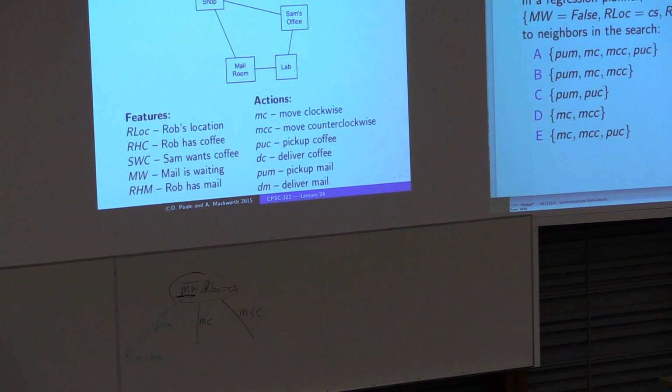All right. We've got lots of questions today because we want to make sure we all understand what's going on. So in a regression planner for the sub-goal, we want mail waiting is false, the location is the coffee shop, and we also have robot has coffee. This is our new node. Now which actions are possible? I think it's the same set of alternatives as last time.